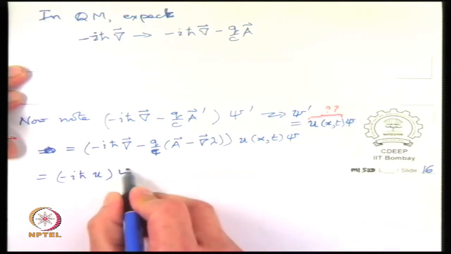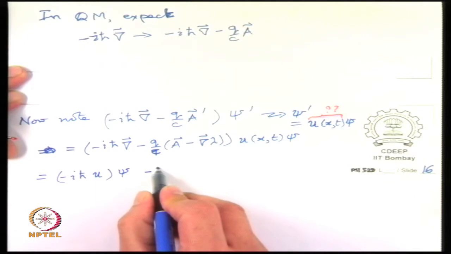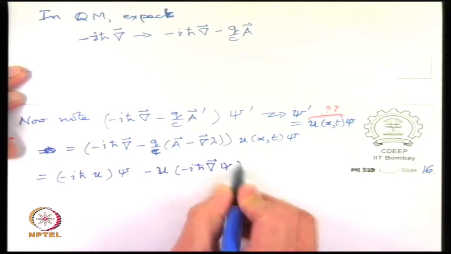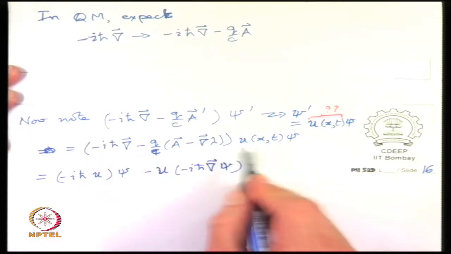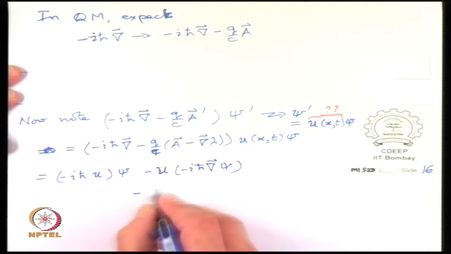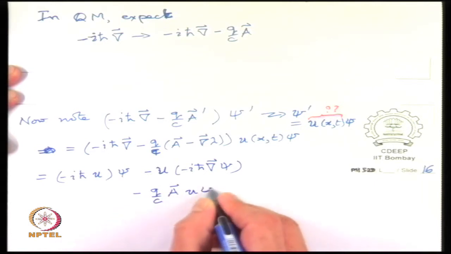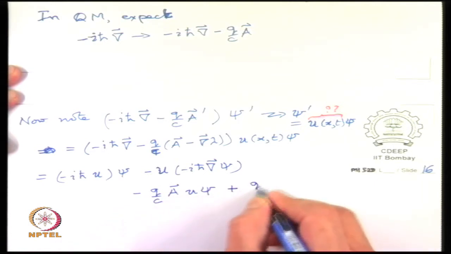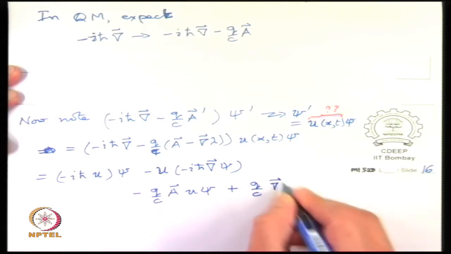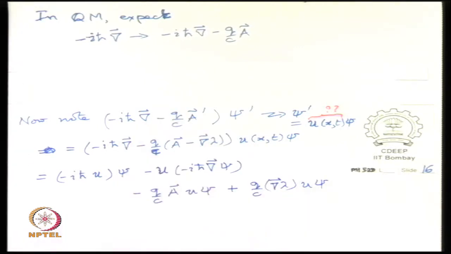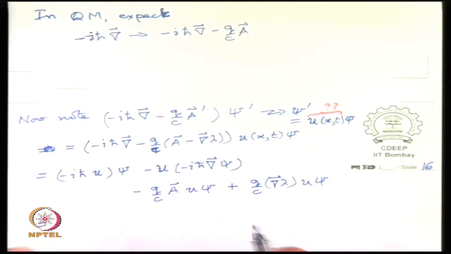u times psi, and then minus u times minus i h cross grad psi, right, just letting this term act on this product, this and this, and times minus q over c A u psi and plus q over c grad lambda times u psi. All of this has to remain the same. Now it has to look like the older version of the Lagrangian.